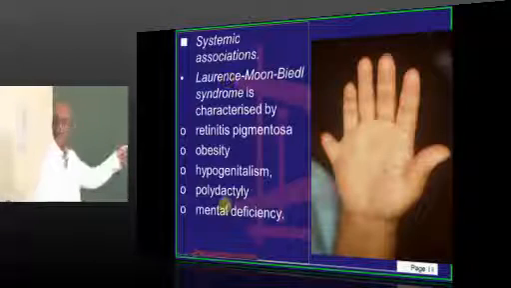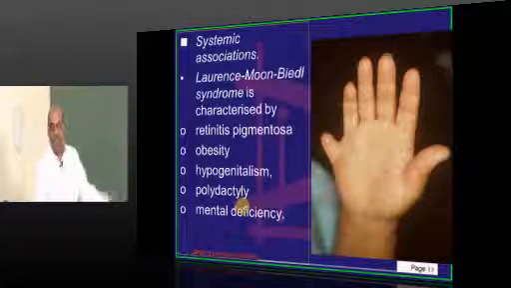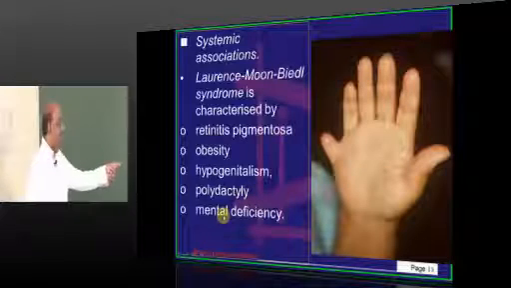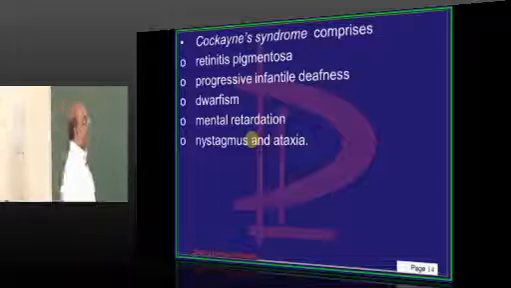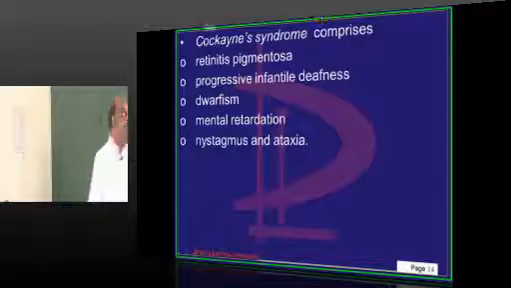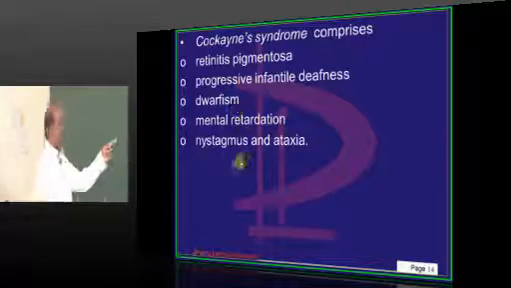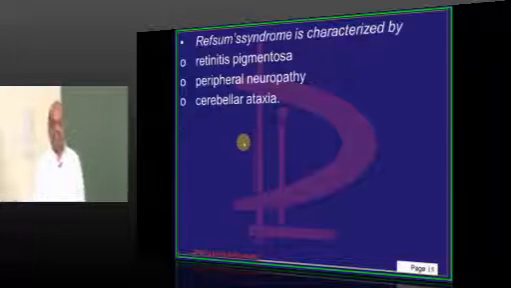So, polydactyly, you should remember Laurence-Moon-Bardet-Biedl. There can be mental deficiency, any of these can be associated. Then what is Cockayne? Retinitis pigmentosa, dwarfism, mental retardation with nystagmus and ataxia.